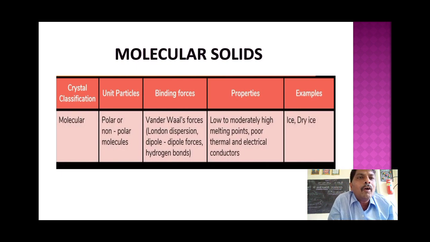What are the properties? They have low melting points. Among these three, which one has the lowest melting point? Non-polar solids have very low melting point. They are bad conductors of heat and electricity. Examples: ice, dry ice. Ice comes under hydrogen bonded, dry ice comes under non-polar, iodine is non-polar, HCl is dipole. So this is the total about molecular solids.